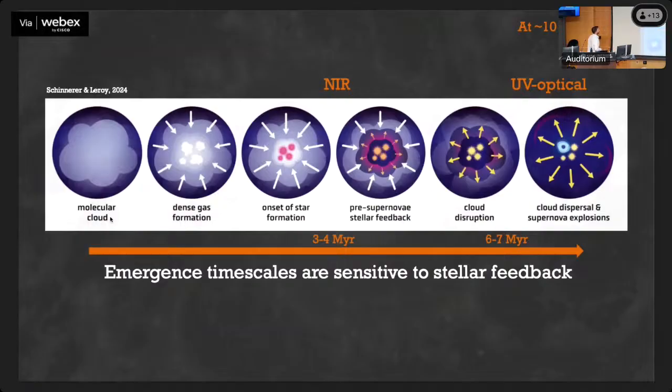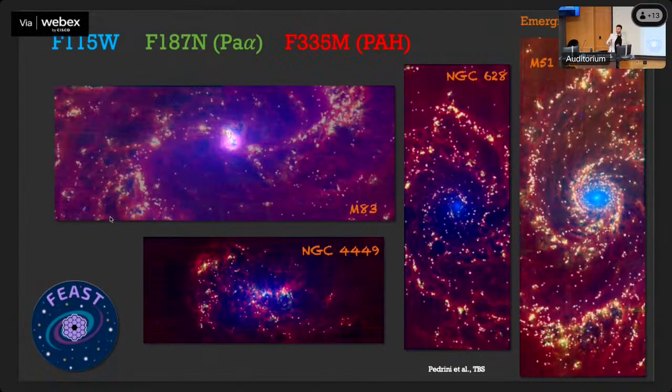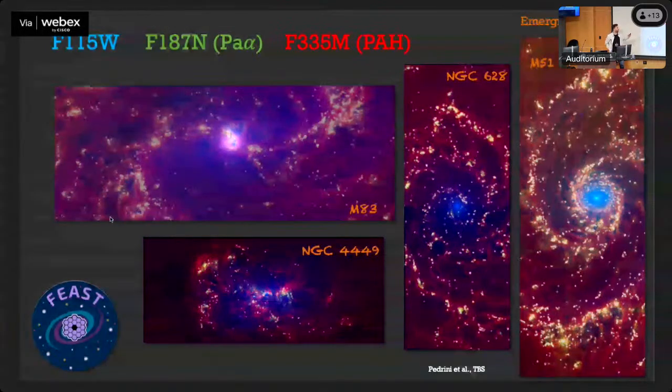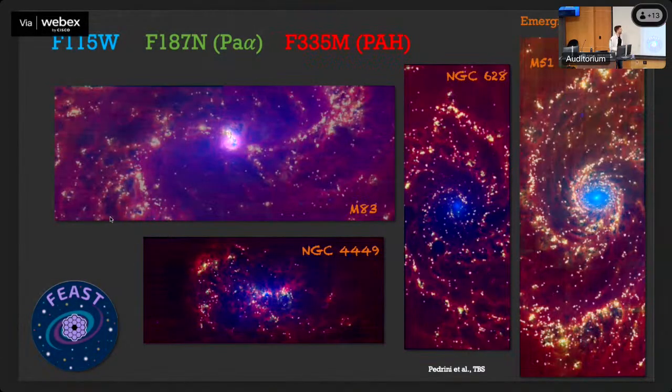As Elena already introduced before, we are observing emerging star clusters in 6 galaxies in the sample. Today I'm going to present results on the emerging star cluster population in 4 of these. Here you see the population of emerging star clusters in M83, in NGC 628, and in M51. And we also have the lower metallicity NGC 4449.